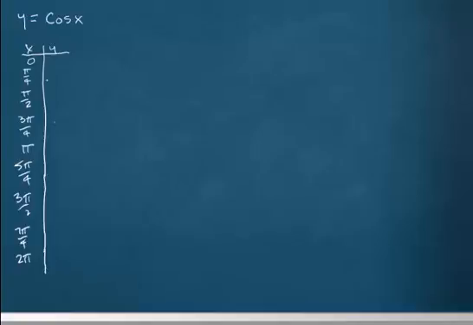Now I'm going to graph only from 0 to 2 pi because the cosine function, like the sine function, is periodic. This period is going to be 2 pi. The amplitude we're going to find, just like with the graph of y equals sine x, is going to be 1. If I put 0 in here, I'm going to get 1 for the cosine. The cosine of 0 is 1.